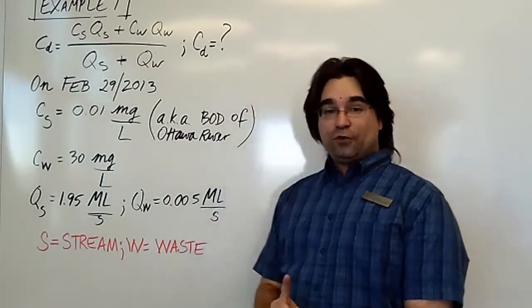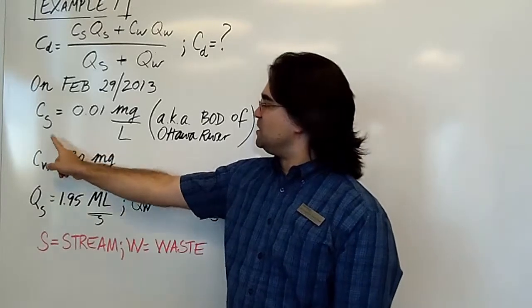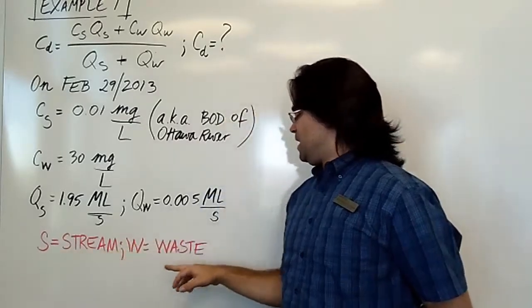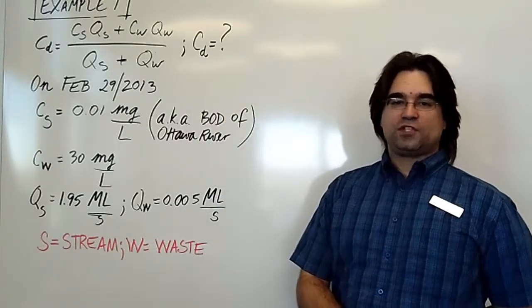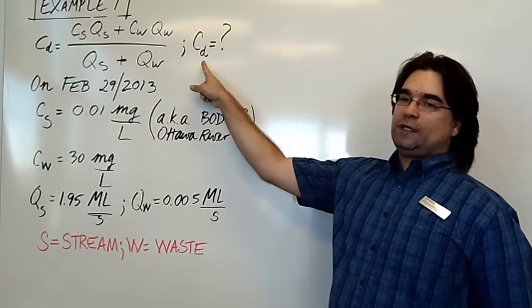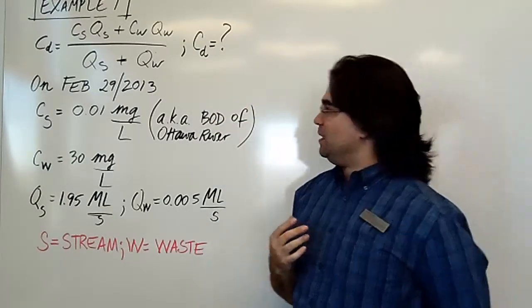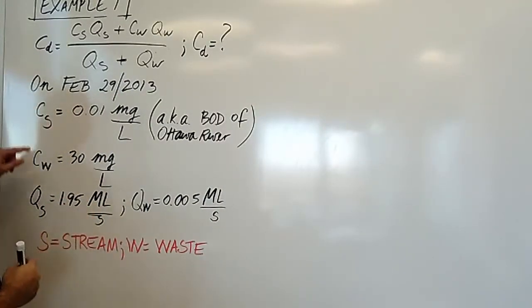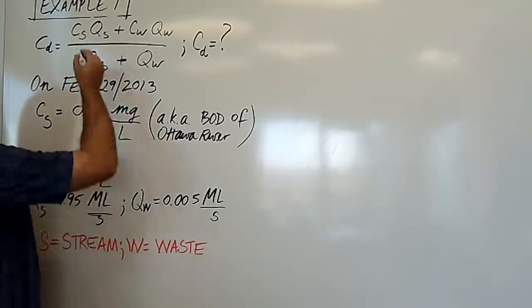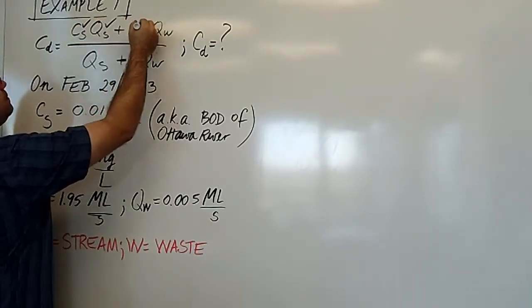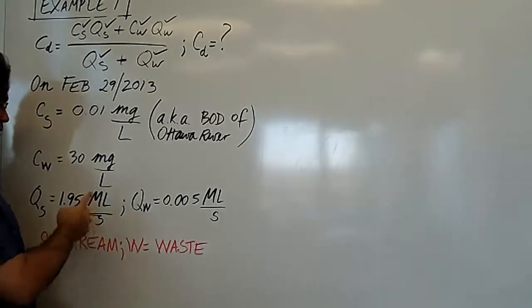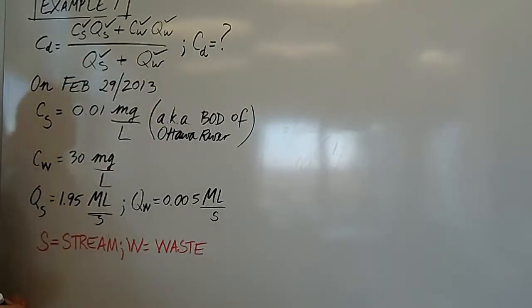Let's get to it. First, I want to remind you of these subscripts. You see these subscripts S and W? They refer respectively to stream and waste, so the concentration and the flow of the stream. D stands for diluted. Let's solve this. I'm first going to look at all the values that I've been given, and I can see that each one of these corresponds to each one of these quantities. So I can proceed to use this formula to compute the diluted concentration.